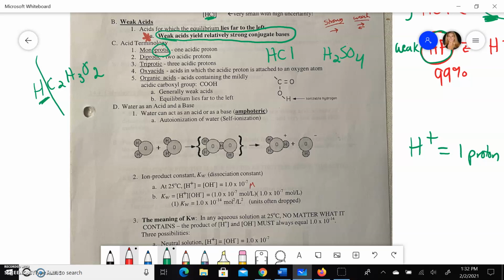Oxyacids are when the acidic proton is attached to an oxygen. And there's just a few more things, like organic acids usually contain COOH, which looks like this. And that's the hydrogen that can break off.